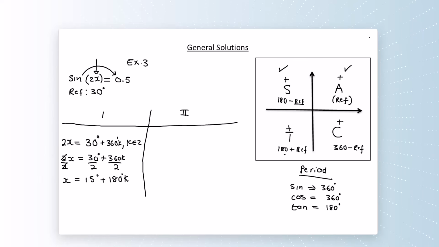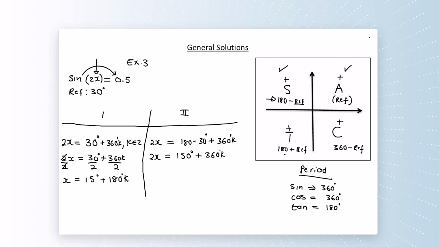Now let's move on to the second quadrant. We're going to do the same thing. We will put the 2x, because that's the angle we have, in front of the sine, equals. Second quadrant, how do we write the angle? It's 180 minus the reference. So we're going to say 180 minus our reference, which is 30, plus 360k. All right, and then we'll say 2x equals 150 degrees.